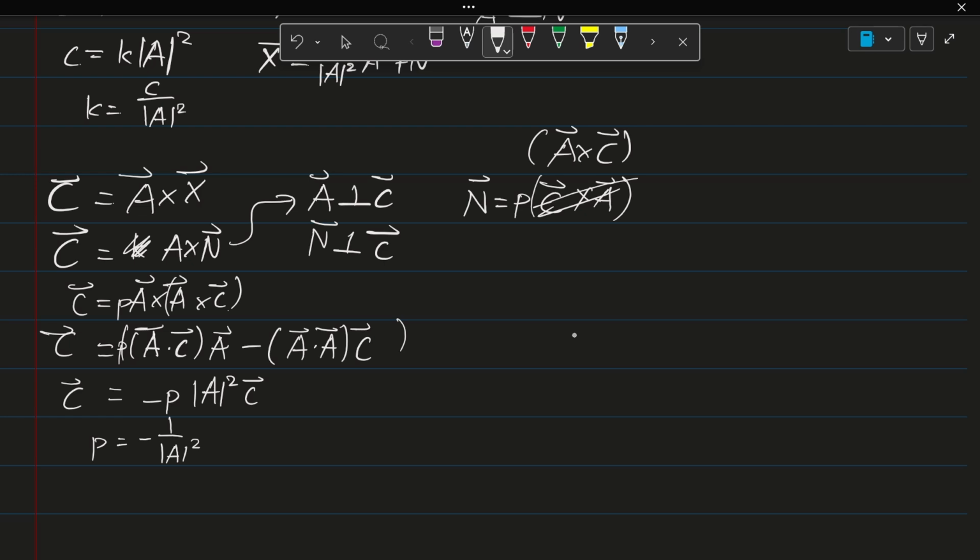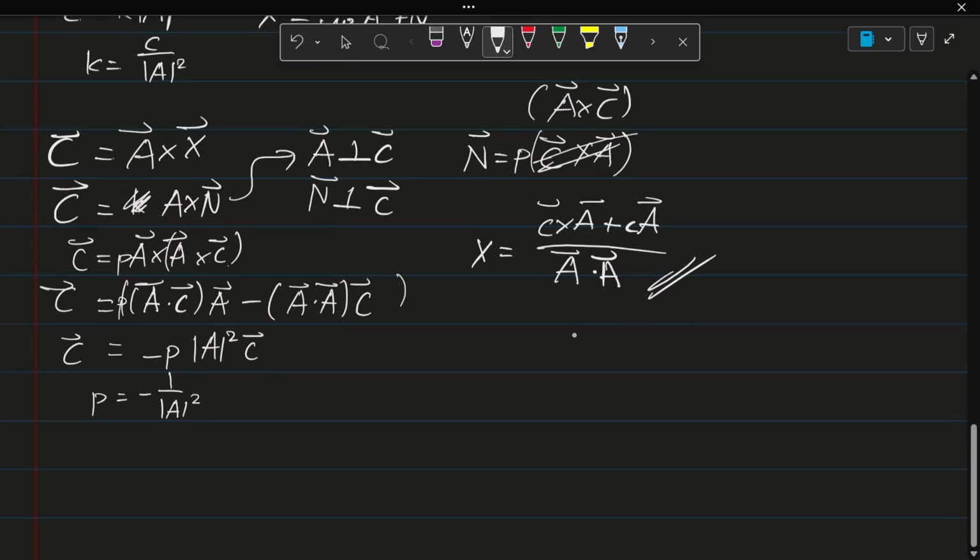So now we can rewrite everything into a single equation. So let's say if it needs to fulfill the condition for the scalar c and for the vector c, what we'd get for x must be the c cross a plus ca divided by the length of a squared. This is what we will get. So we have talked about the general rule of vector products.